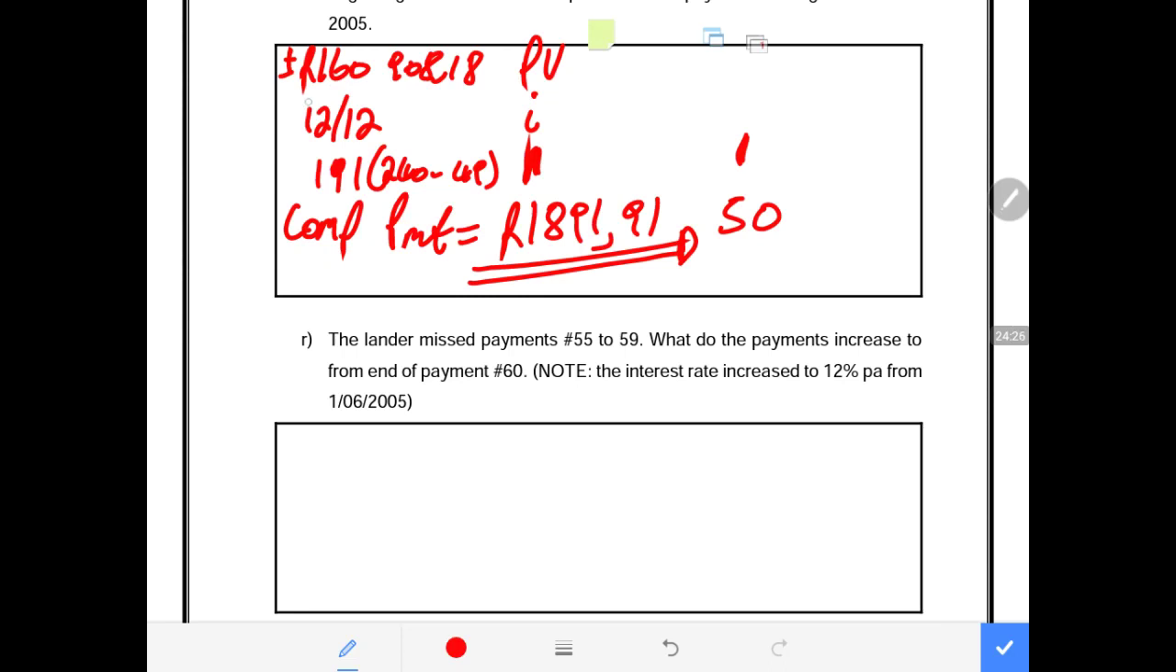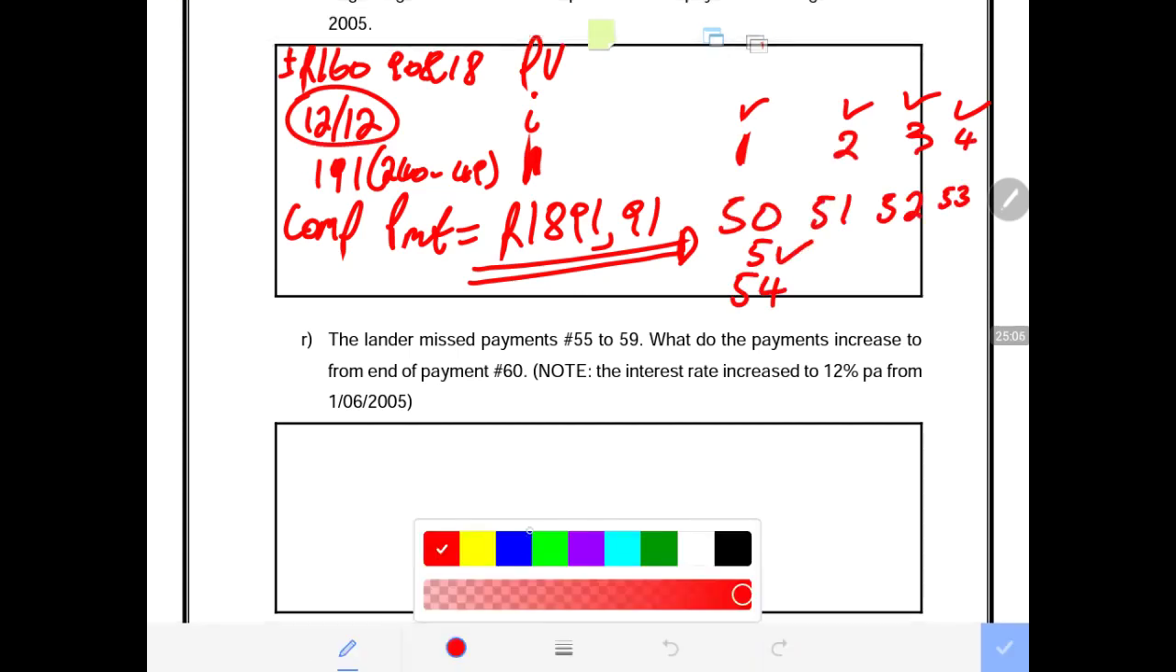It's the first payment when the interest rate is 12%. Then there will be payment number 51, which is the second payment in the new interest rate. Then payment number 52, which is the third payment in the new interest rate. Payment number 53, which is the fourth payment. And payment number 54, which is the fifth payment in the new interest rate, meaning 1, 2, 3, 4, 5 payments were made in the new interest rate. Then payment number 55 was missed.